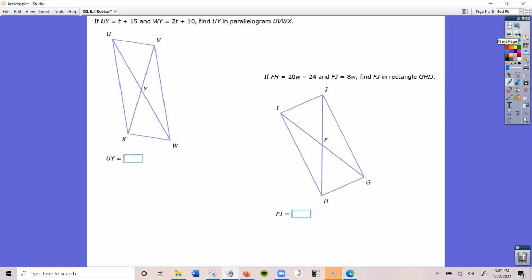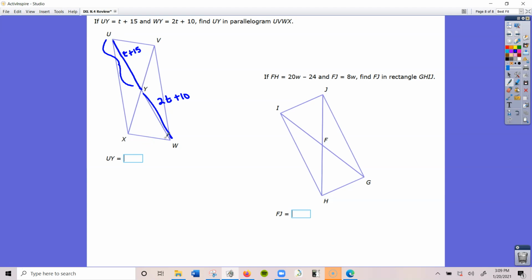Last ones here had to do with the diagonals. So it says that UY, so this part here, is t plus 15. And WY, which is the other part of the diagonal, is 2t plus 10. And we want to know the measure of UY. So all of this, that's what we're trying to find.